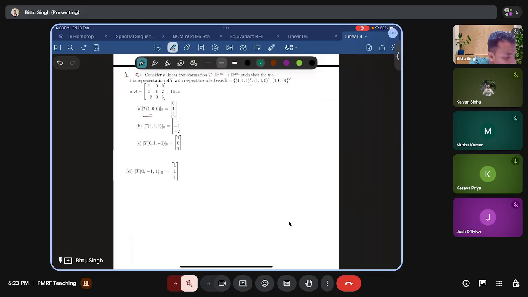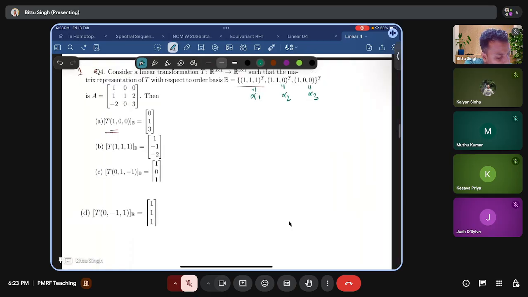Let this vector be alpha 1, alpha 2, alpha 3. So this is the basis. Here you should include transpose.